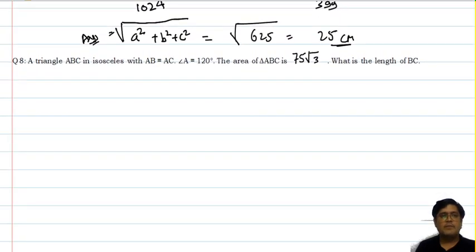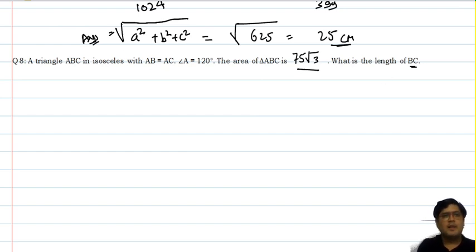What do we have here? A triangle ABC is isosceles. AB is equal to AC and angle A is equal to 120 degrees. The area of triangle ABC is 75 root 3. What is the length of side BC?